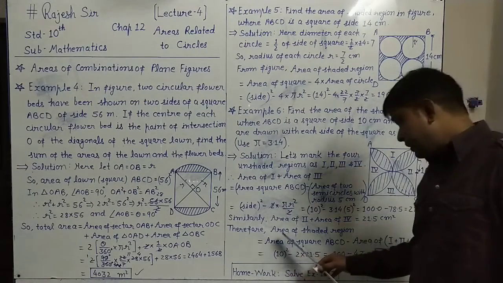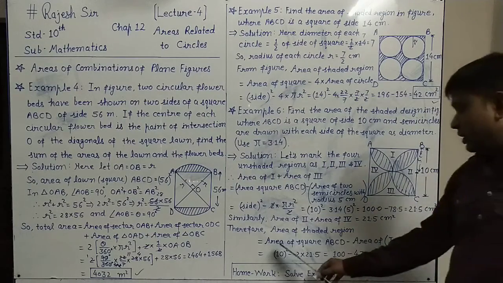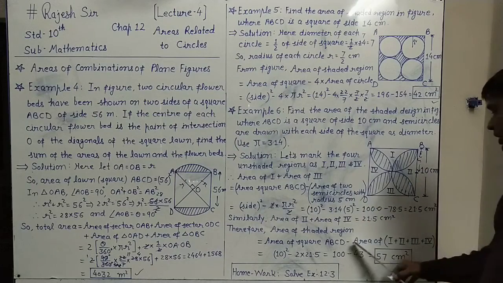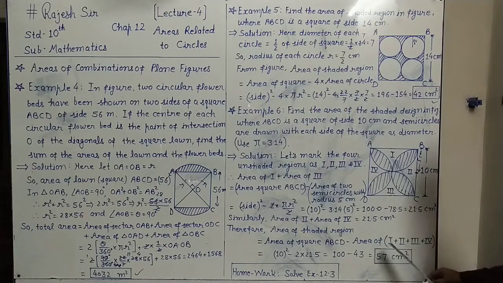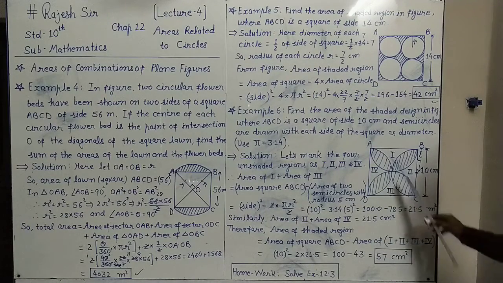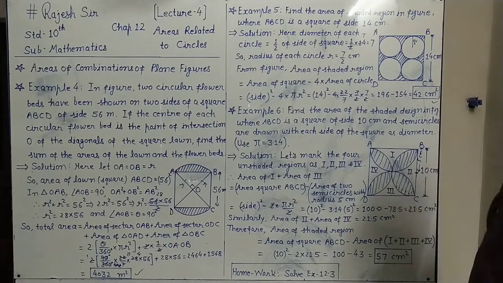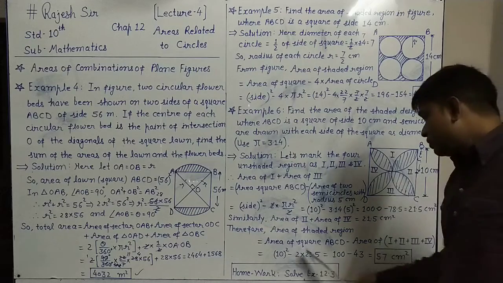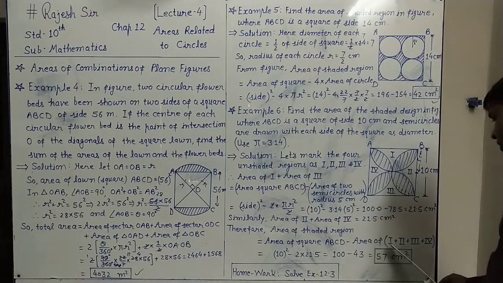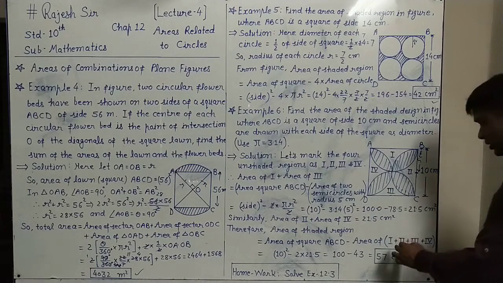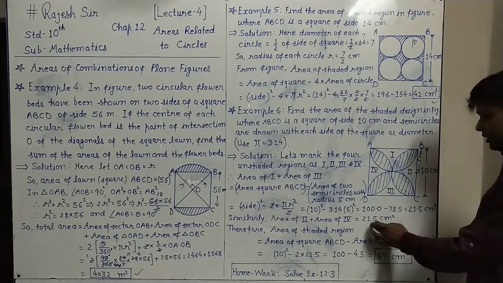Now, therefore, the area of the shaded region we want is equal to, you can understand, the area of the whole square ABCD minus the area of the marked regions 1, 2, 3, 4, that is 1 plus 2 plus 3 plus 4. All this marked area, if we subtract from the whole square, we will get the shaded region. Right? So the area of the square, again, is side square minus the area of 1 plus 2 plus 3 plus 4, where 1 plus 3 is 21.5 and 2 plus 4 is 21.5.